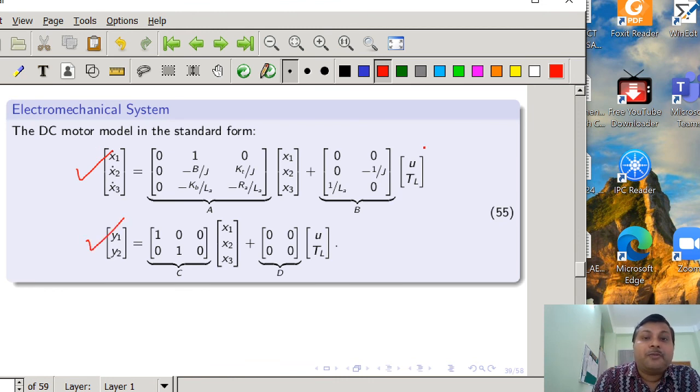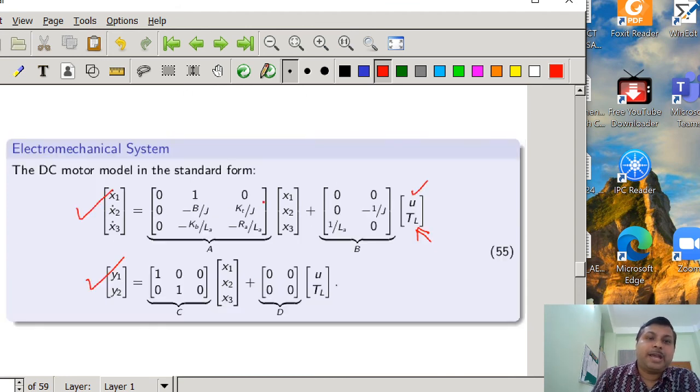Here we actually have two inputs. One input is the desired input, that is u, and another input is a disturbance TL, which is undesired for us, but still we can represent the system as a MIMO system. Two inputs are there, u and TL, and two outputs are there, y1 and y2, but there is no D matrix. Why? Because the outputs are not influenced by the input directly, so the D matrix is 0.